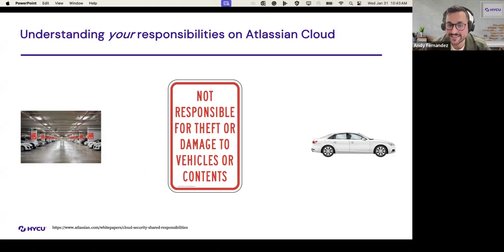The same thing applies to SaaS. Atlassian is a system. Atlassian is responsible for making sure that the system is available, but you are responsible for the contents of your vehicle, aka your data, your compliance, your insurance. And that is a critical component to understand.